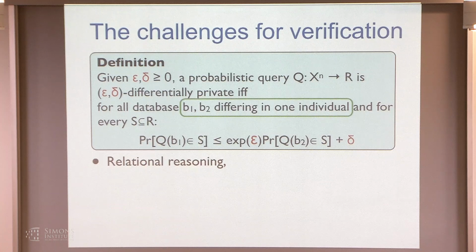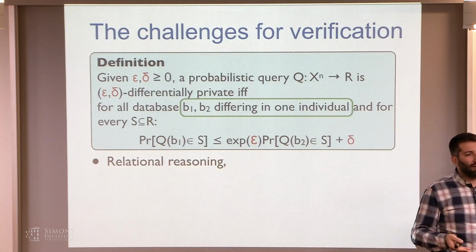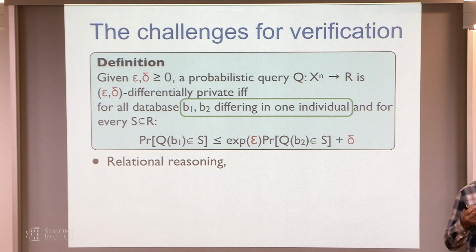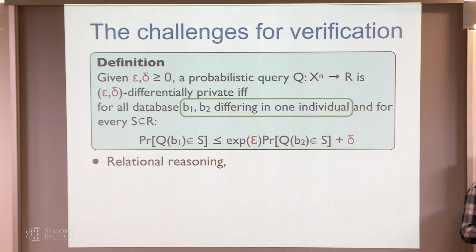So the first complication is that when we reason about differential privacy, we reason about these two ideal worlds where we have two databases that differ in one individual. And this is not something baked in our algorithm, it's just in the proof. So we need to reason about these two databases in some way. And we call this relational reasoning because we reason about the relation between two inputs. The two inputs differ in one individual.